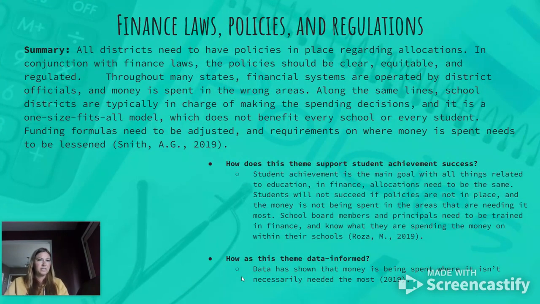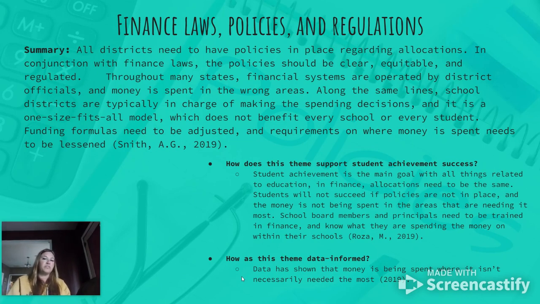Finance laws, policies, and regulations. All districts need to have policies in place regarding allocations. In conjunction with finance laws, the policies should be clear, equitable, and regulated. Through many states, financial systems are operated by district officials and money is spent in the wrong areas. Along the same lines, school districts are typically in charge of making the spending decisions, and it is a one-size-fits-all model, which does not benefit every school or every student. Funding formulas need to be adjusted, and requirements on where money is spent need to be lessened.